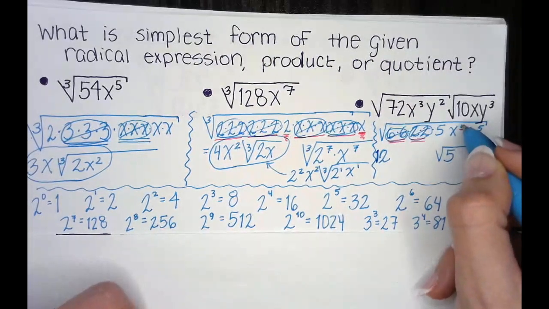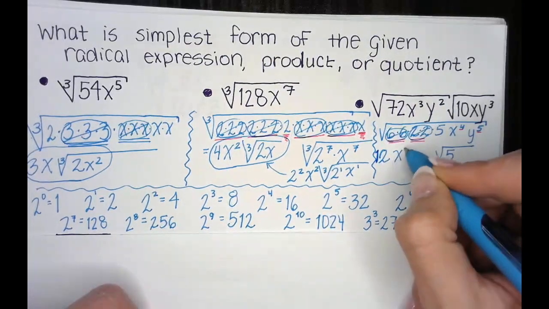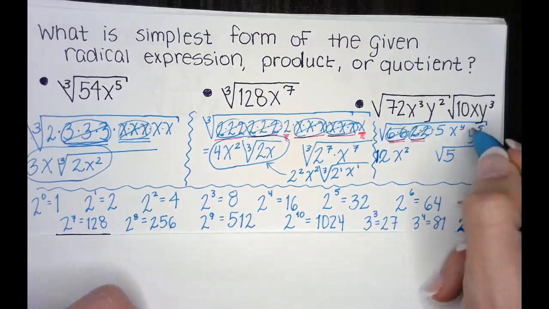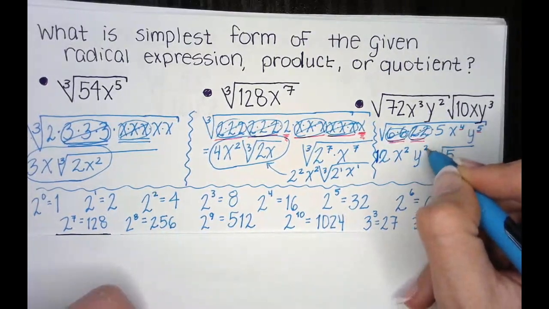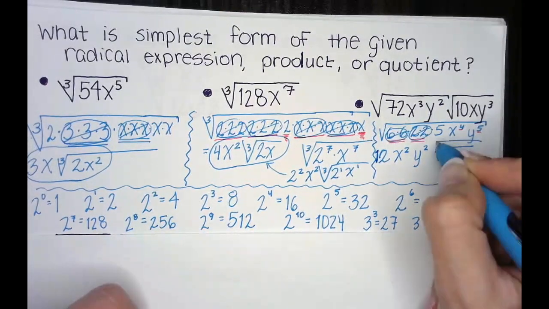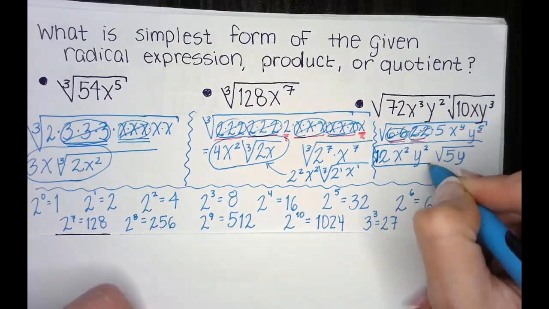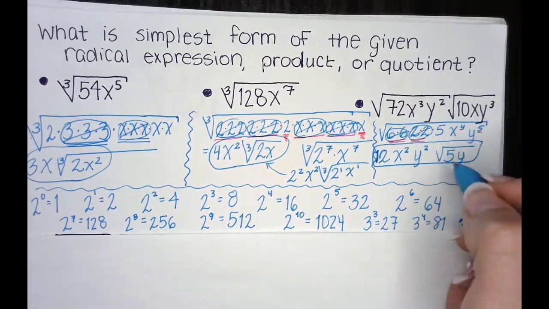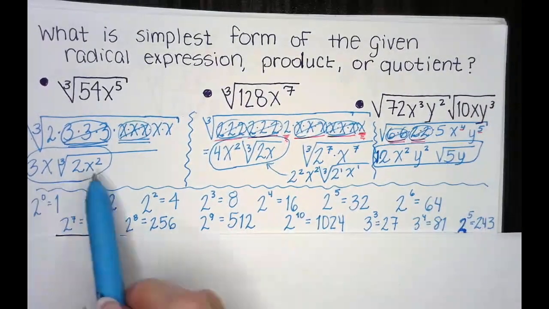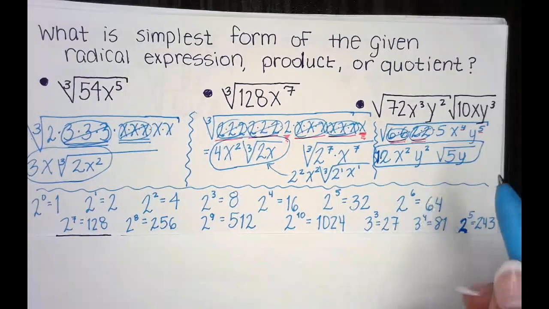Okay. 4 divided by 2, well, that's x squared. 5 divided by 2 is 2, remainder 1. So right here is my final answer. I do have a square root, unlike the cube roots I had in the last two examples.